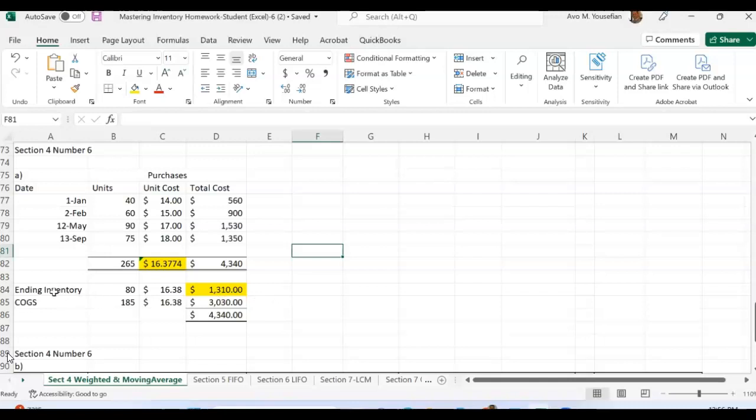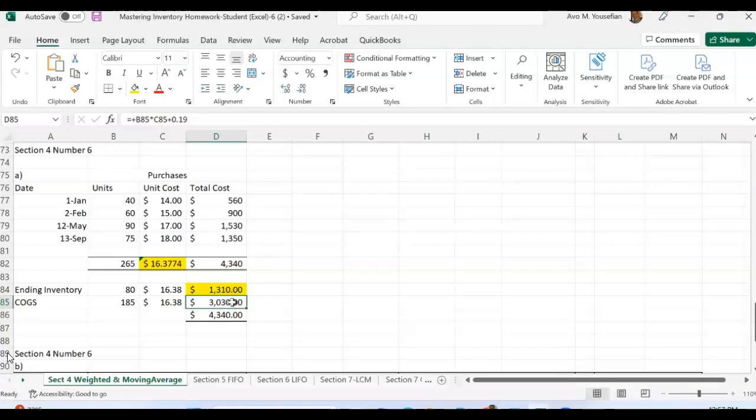Very good. Now, what is the ending inventory? Ending inventory is 80 units at the average cost of 16.3774. And that ends up to be $1,310 ending inventory. Therefore, the cost of goods sold will be 4,340 minus 1,310. It's 3,030.